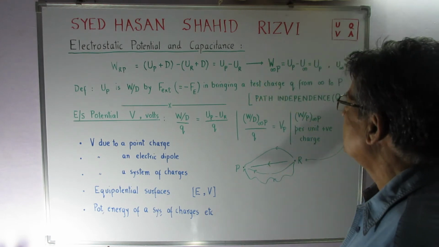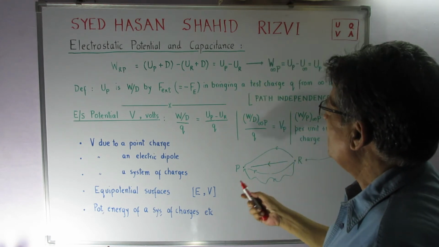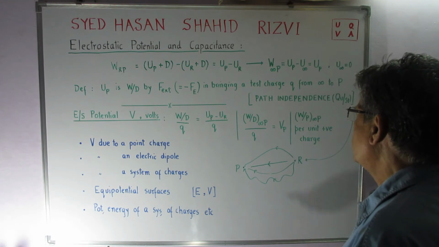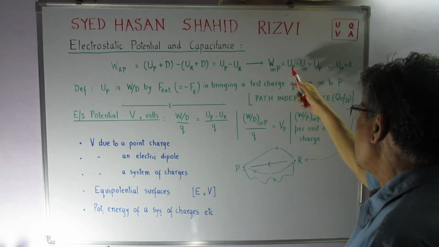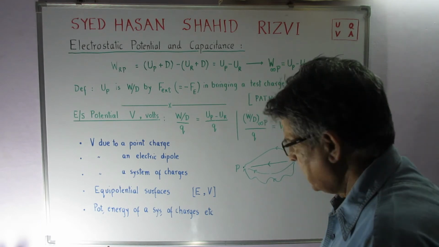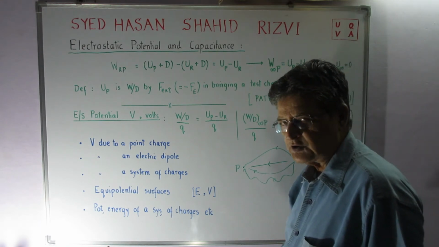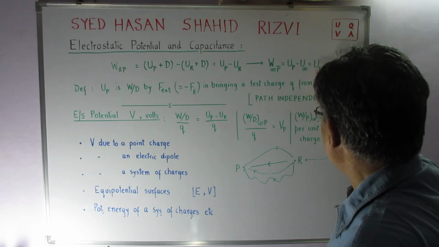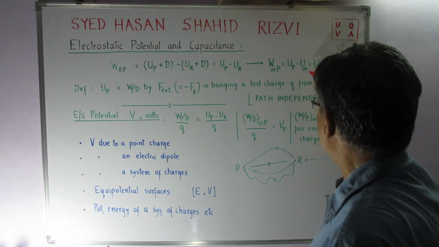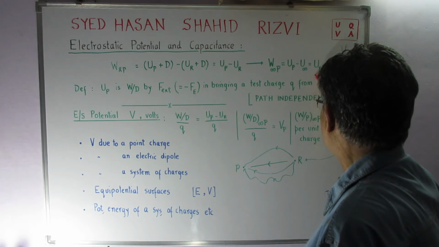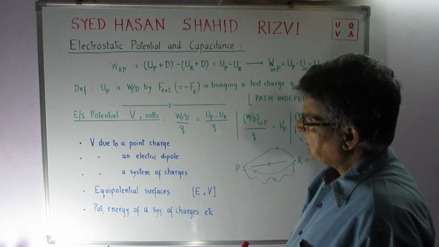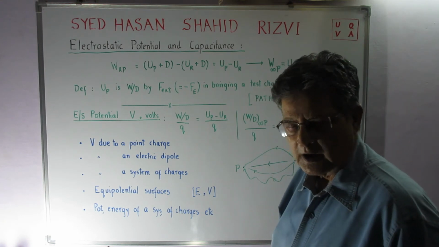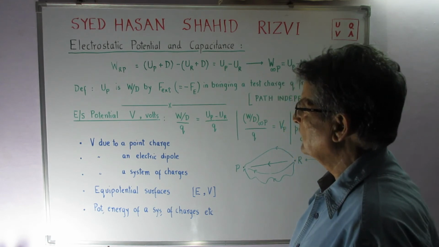So we can now write, instead of R, we go to infinity, infinite distance apart. So now we define W infinity to P as UP minus U infinity. And it's very convenient for us to take the value of U at infinity to be equal to 0. Then this becomes equal to UP, the potential energy at the point P under the influence of the charge capital Q that we had taken here.